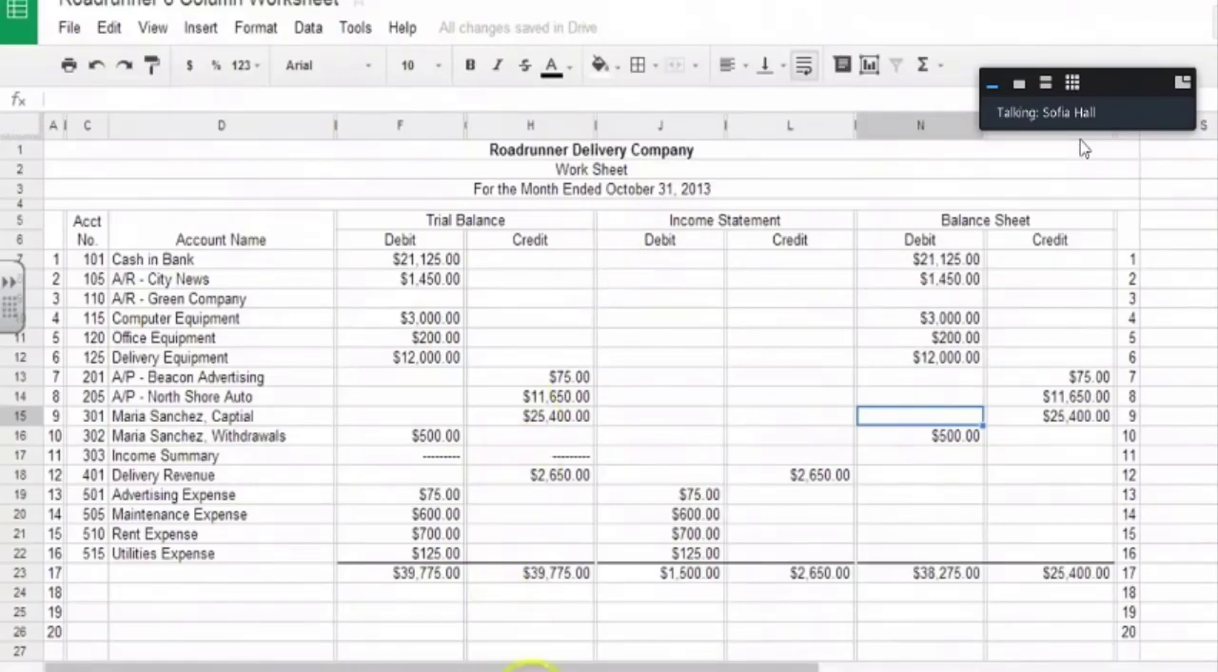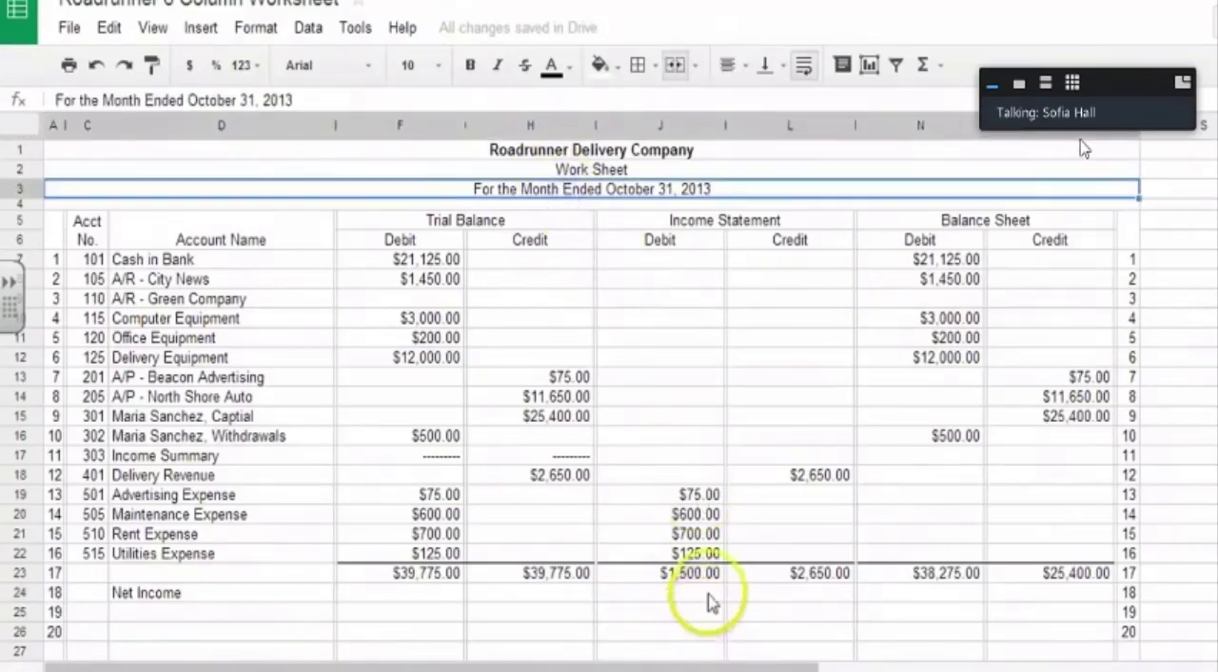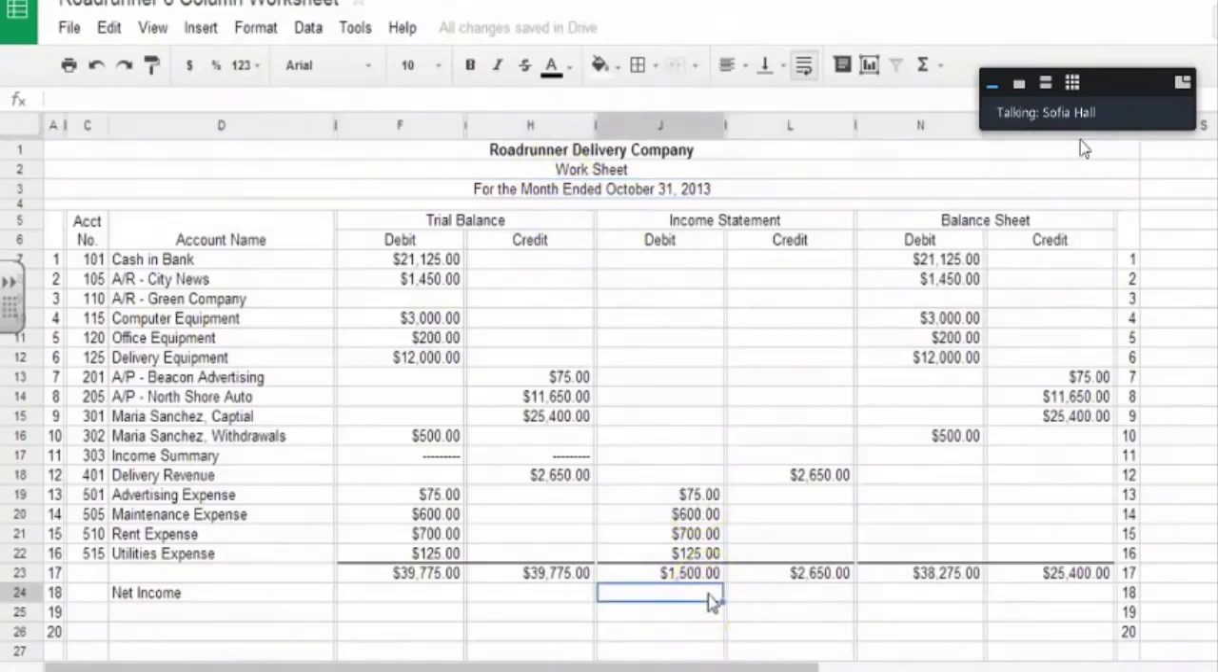So what we're going to do is skip a line down here. After our utilities expense, let's skip a line, and let's put in net income, okay? We're going to be looking at what our net income is for this accounting period, which is the month ending October 31st, okay? We are going to enter our net income into the debit column of that income statement section, okay?